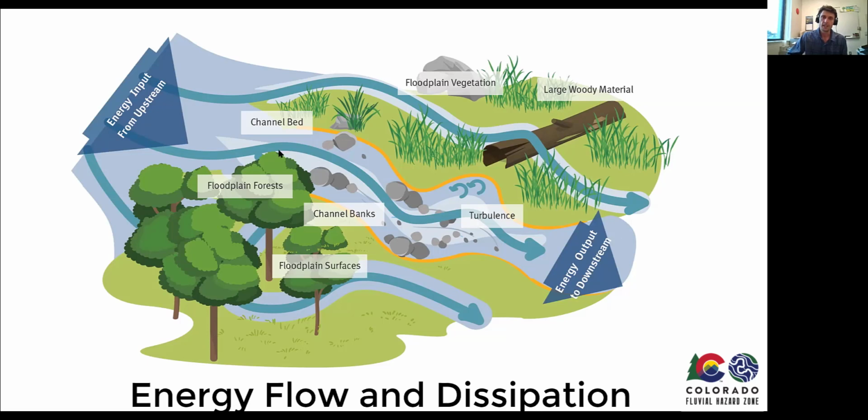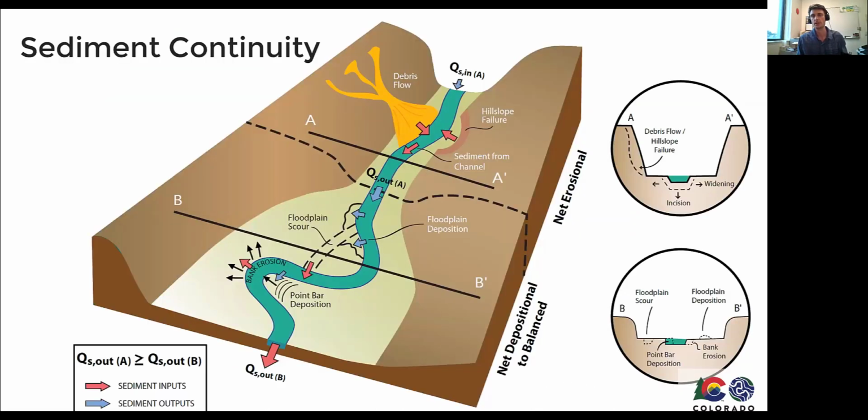That could include moving energy expended on the bed and margins of the channel by erosion and deposition. We could have energy expended via turbulence as it moves through the channel. And then when flow moves to the floodplain, it's going to interact with floodplain roughness elements: trees, debris, rocks, and vegetation. So that energy could be expended as work by moving sediment, depositing sediment, or overall losing energy via the roughness. If we think about sediment continuity, this is really important for understanding fluvial hazards.